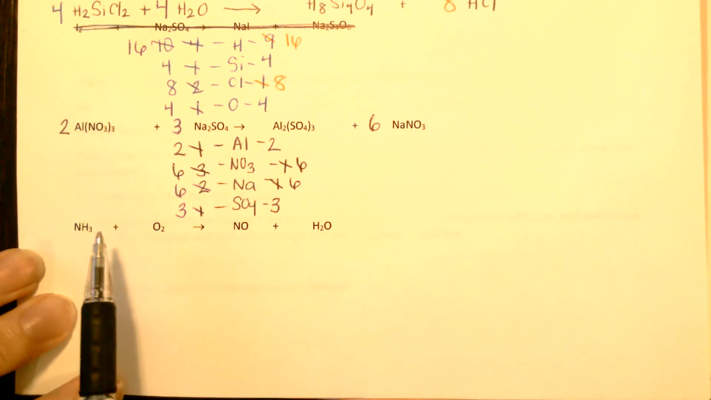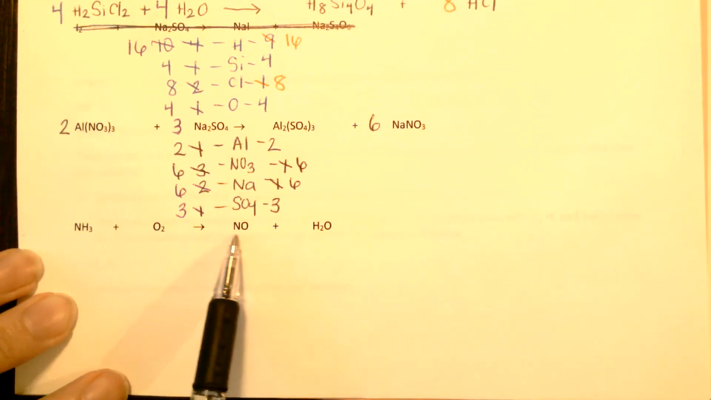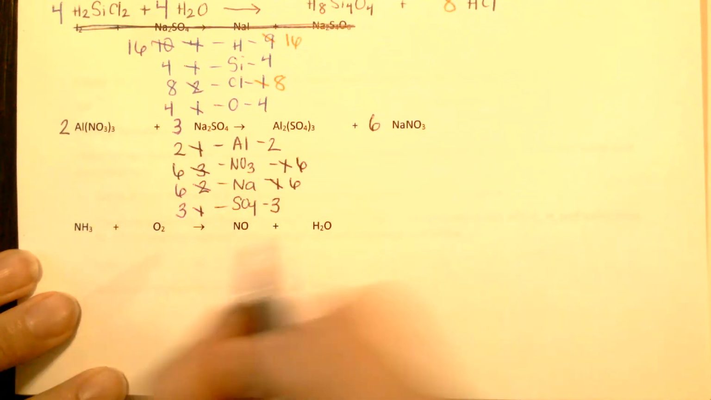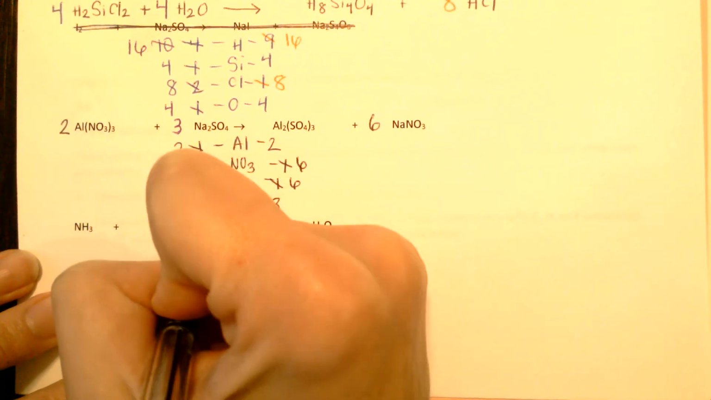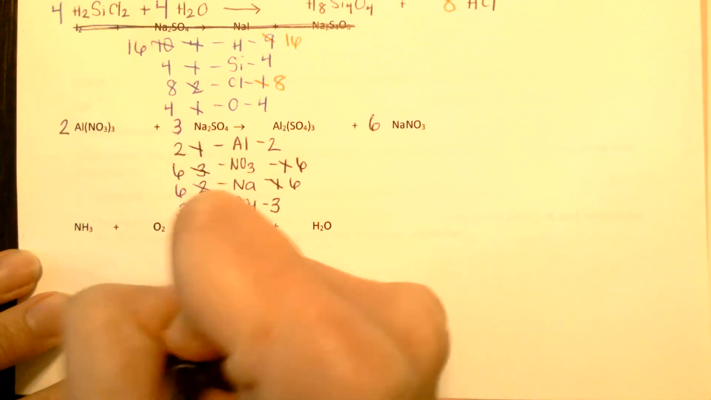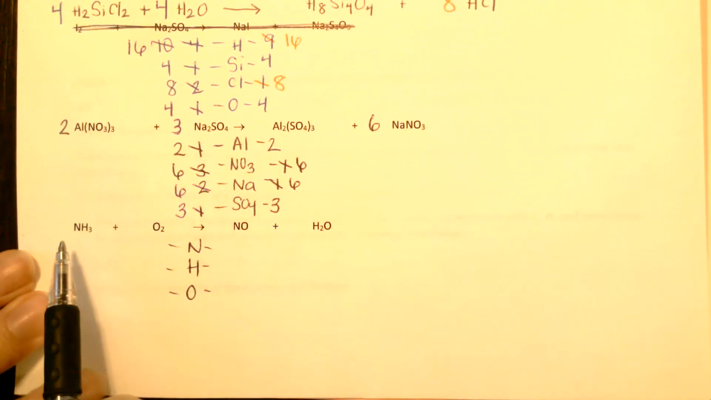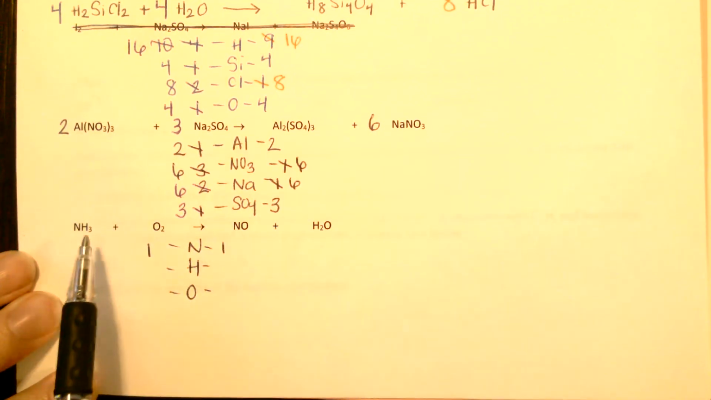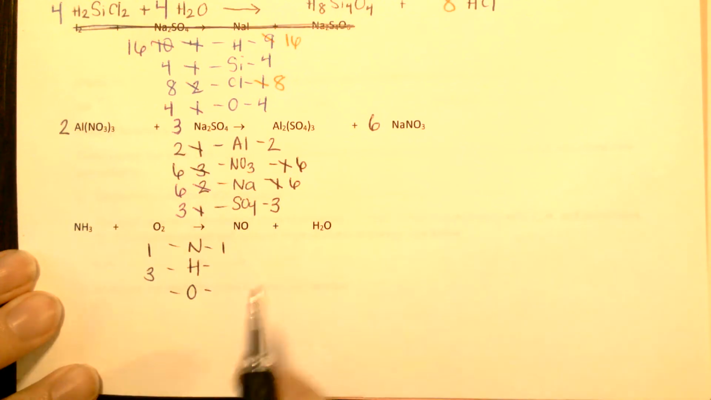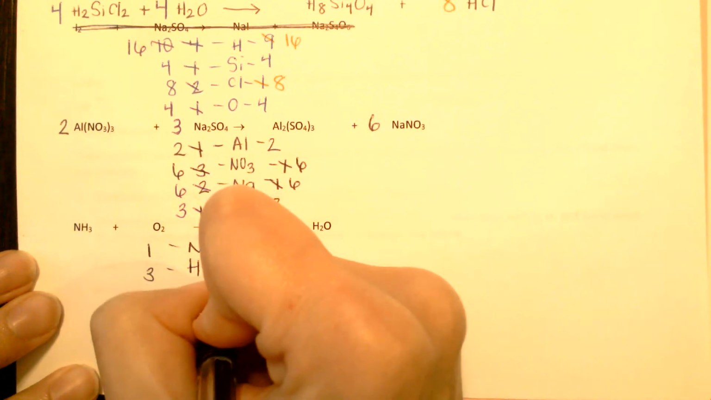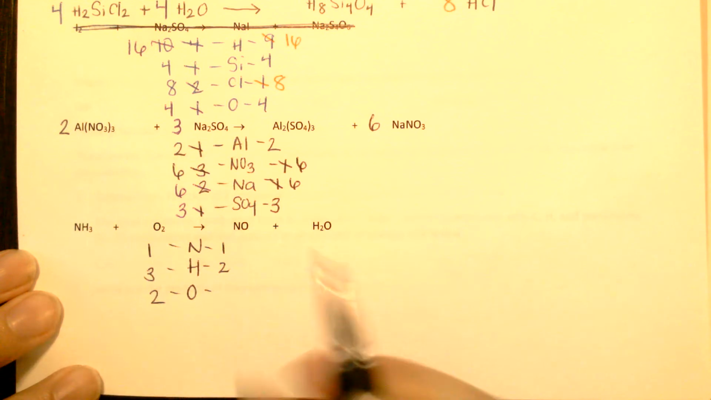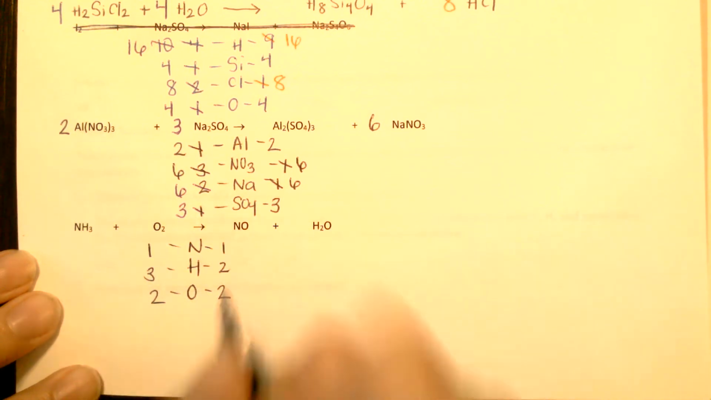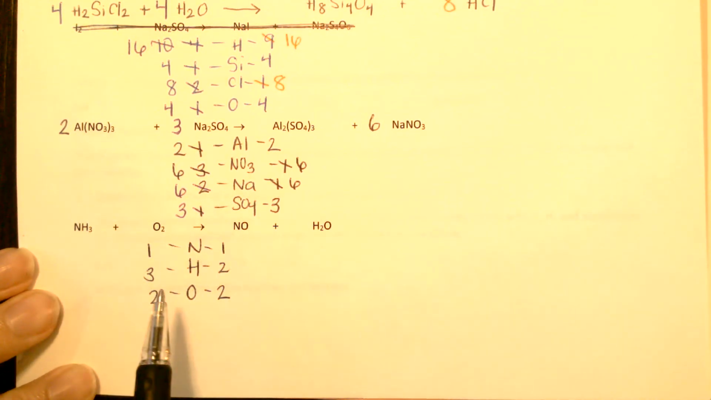Okay, our last one for balancing practice. We have NH3 plus O2 to give us NO plus H2O. Let's write out what we have: nitrogen, hydrogen, and oxygen. Okay, count it up. Nitrogen, we have 1. Over here for nitrogen, 1. Hydrogen, we have 3. Over here, we have 2. Oxygen, we have 2. And over here, we have 2. Okay, so nitrogen good, oxygen good. It looks like we're starting with hydrogen here.